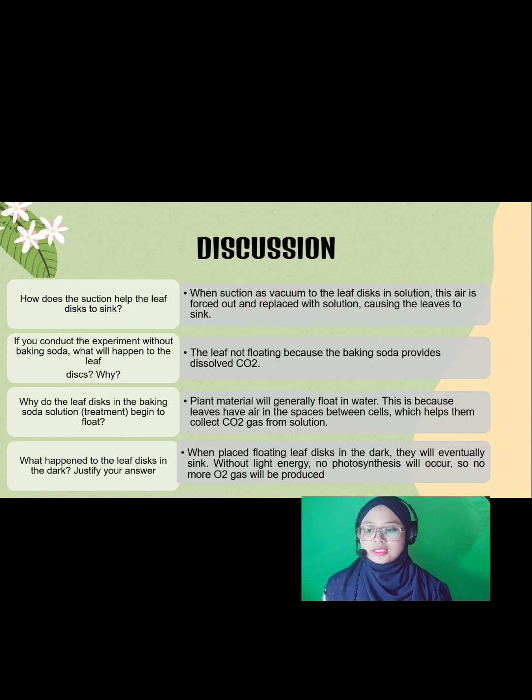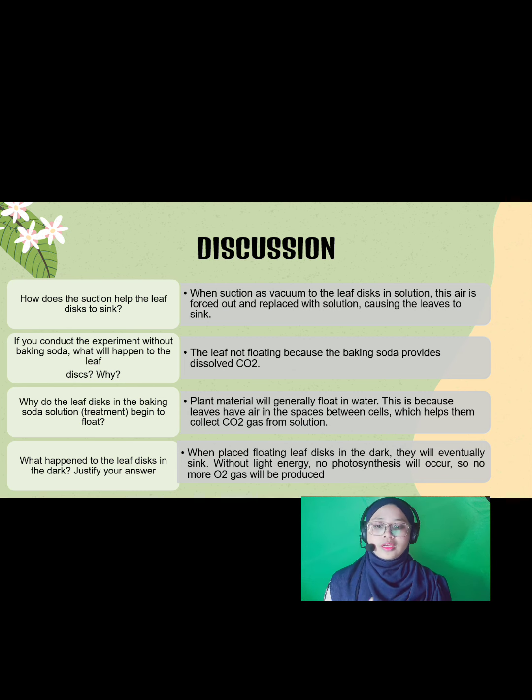Okay, the third is why do the leaf discs in the baking soda solution begin to float? Plant material will generally float in water. This is because leaves have air in the spaces between the cells, which helps them collect the carbon dioxide gas from the solution.